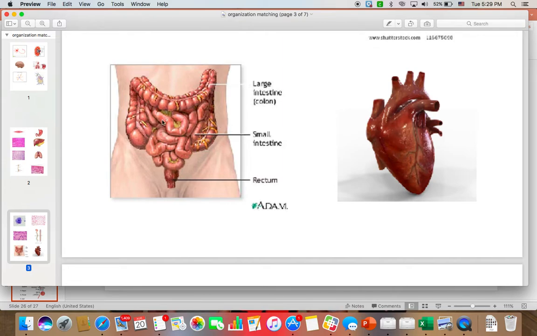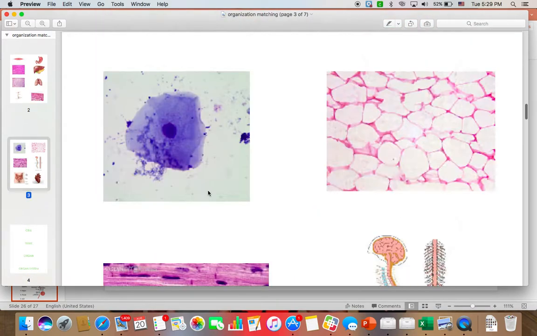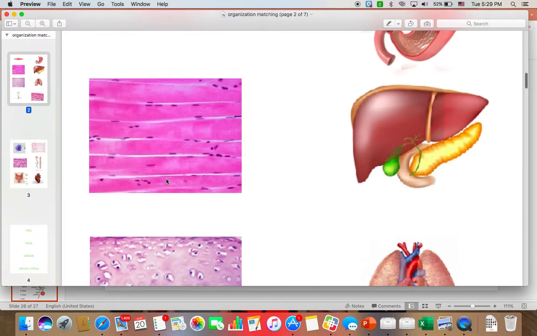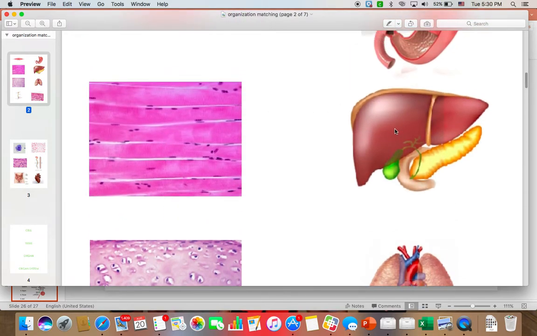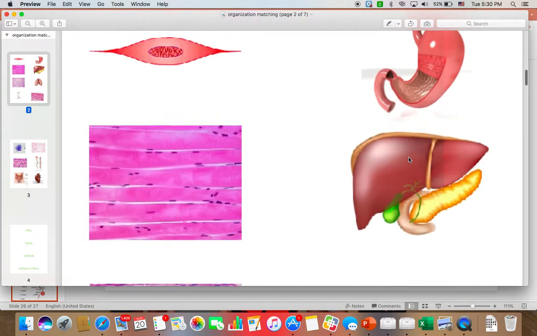With systems, you're going to see multiple things. So here you see small intestine and large intestine. With tissues, you're going to see multiple cells. So we have lots of cells there. Okay. Same thing here. This is the tissue because you see lots of the same tissue. Here is the system because this is the liver, the gallbladder, and the pancreas. So you have 3 organs there. Same thing here. You've got 2 organs, lungs and heart. So this is a system as well.